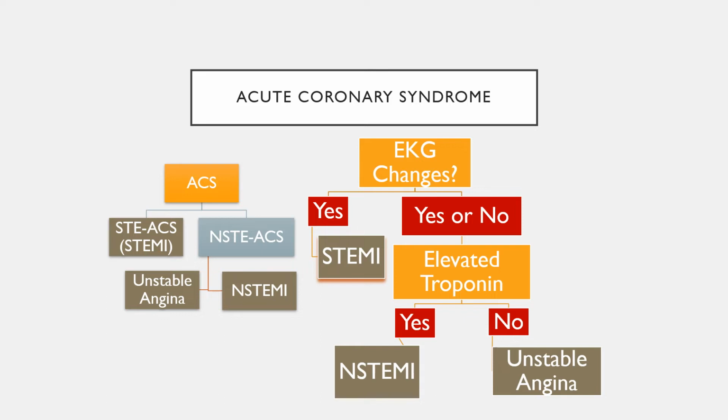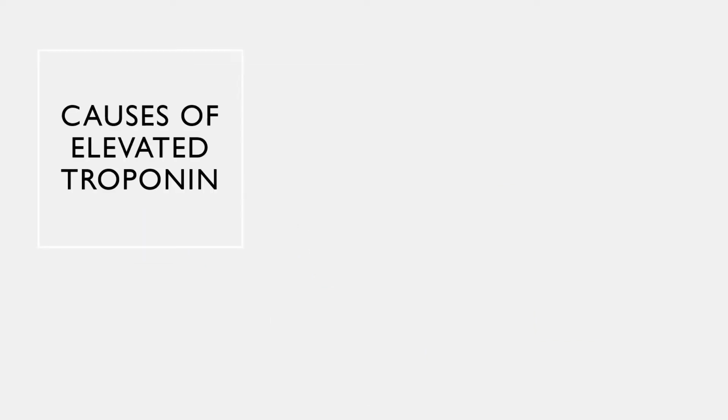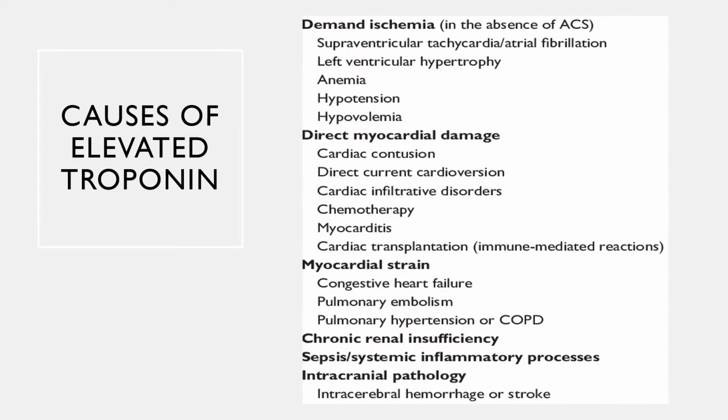However, per the Fourth Universal Definition of MI in 2018, an NSTEMI also requires new horizontal or downsloping ST depression greater than or equal to 0.5 millimeters in two contiguous leads, and/or T-wave inversion greater than 1 millimeter in two contiguous leads with prominent R-wave on ECG. This becomes a little confusing though when you have a patient with a normal EKG but elevated troponin. With this said, you should remember that not every elevated troponin is an NSTEMI.